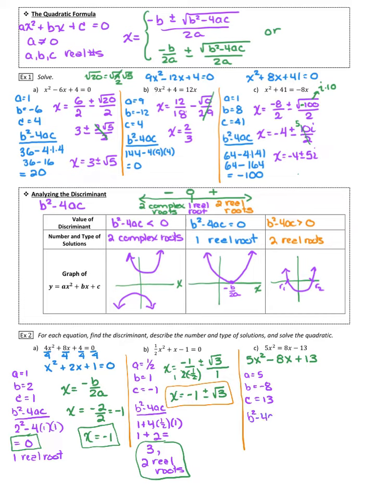So when I do my discriminant, notice I'm not using the radical. The radical is not part of the discriminant. The discriminant is just the portion underneath the radical. So b squared is negative 8 squared. That's 64. Minus 4 times 5 times 13. That's going to be a big number. So obviously you're going to maybe want to use a calculator.